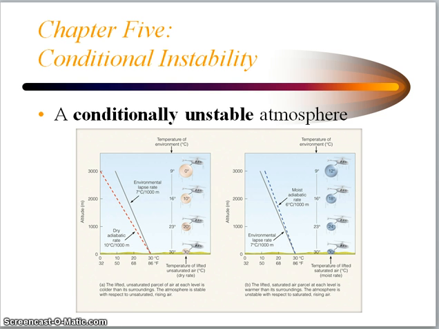So conditional instability means that the air is stable with respect to dry air, but unstable with respect to wet air. So if the environmental lapse rate is between the moist adiabatic lapse rate and the dry adiabatic lapse rate, then that is conditional instability, which actually is the condition in the atmosphere most of the time.